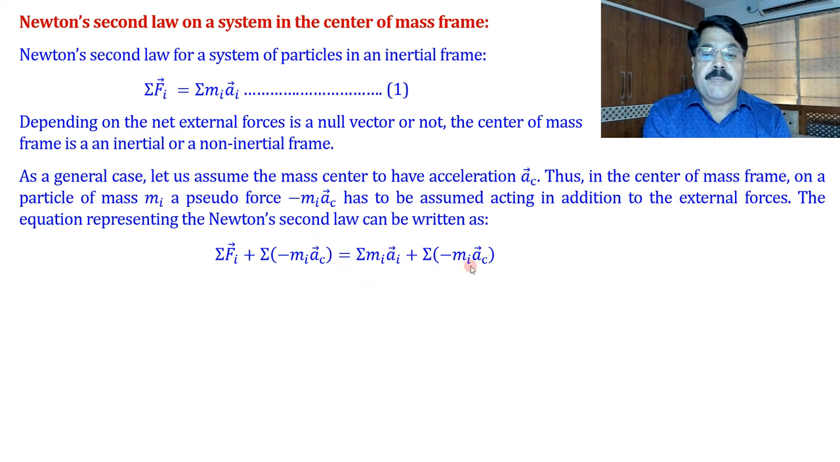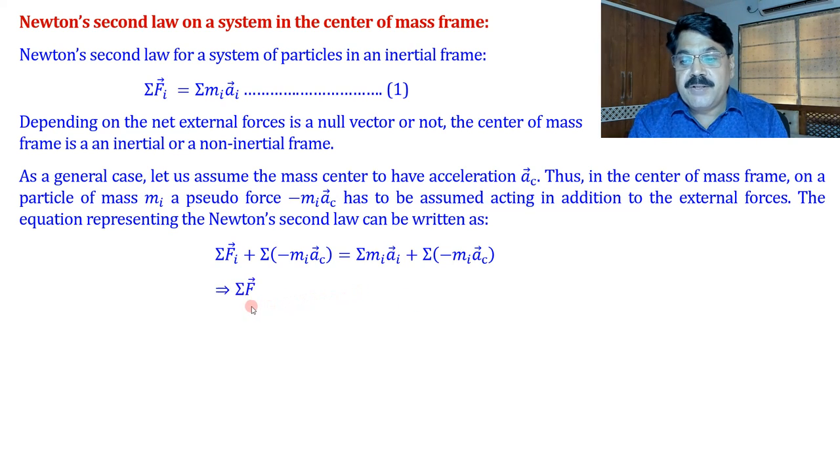Now let us interpret what this is. Let us divide this into its constituent terms. M1 A1 vector plus M2 A2 vector and so on. Similarly, minus M1 AC vector minus M2 AC vector and so on. Now group the M1 terms, the M2 terms. So what you get? M1 A1 vector minus M1 AC vector. Take M1 common. So what you get? M1 times A1 vector minus AC vector, and A1 vector minus AC vector is what? A1 with respect to C. So we get M1 A1 with respect to C plus M2 A2 with respect to C and so on. So ultimately, we get summation Mi Ai with respect to C.